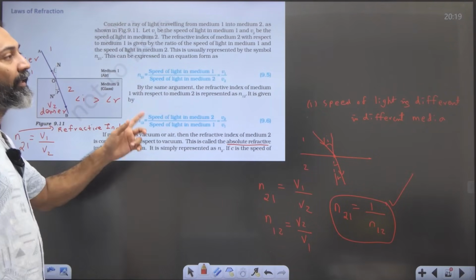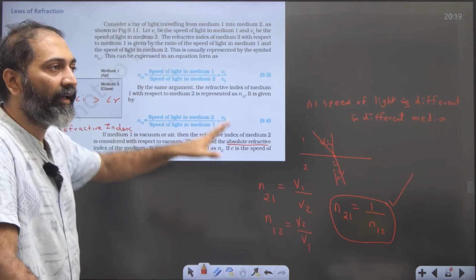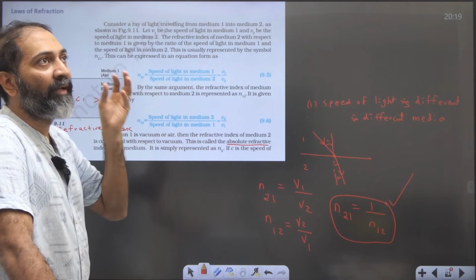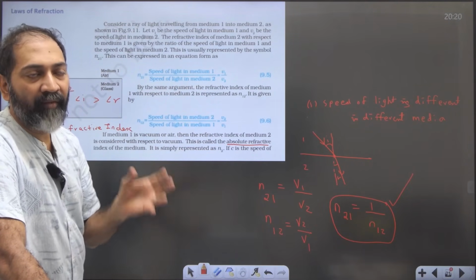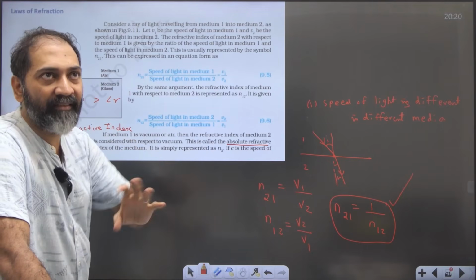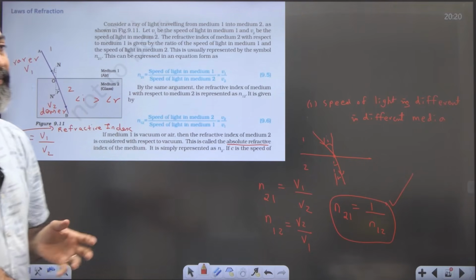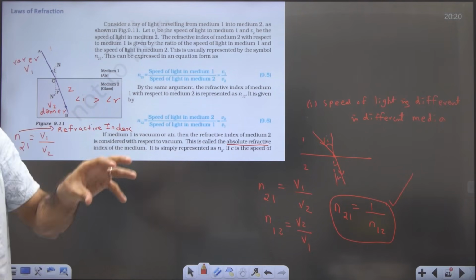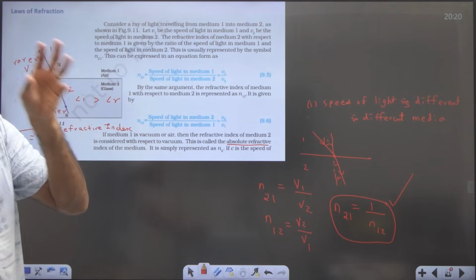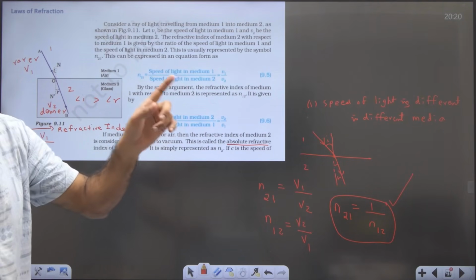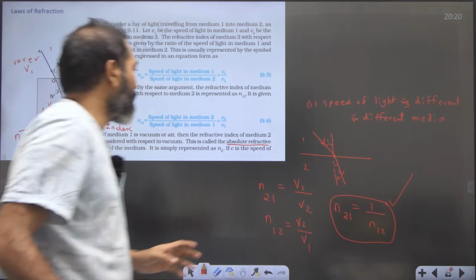If first medium is air, we call the second medium's refractive index the absolute refractive index. If you are using the term absolute refractive index for a medium, then you should understand that the first medium is air. Okay.